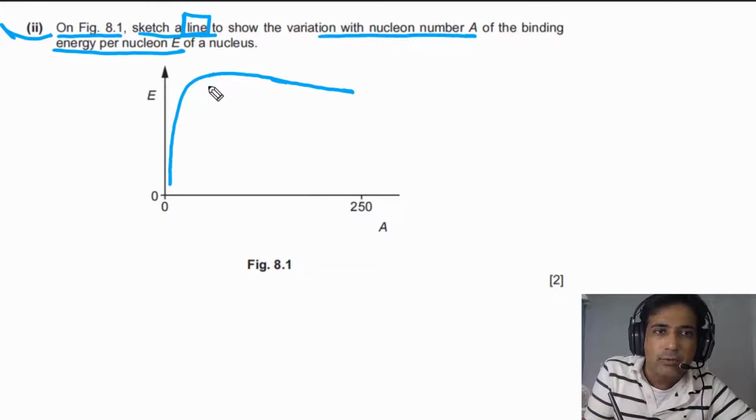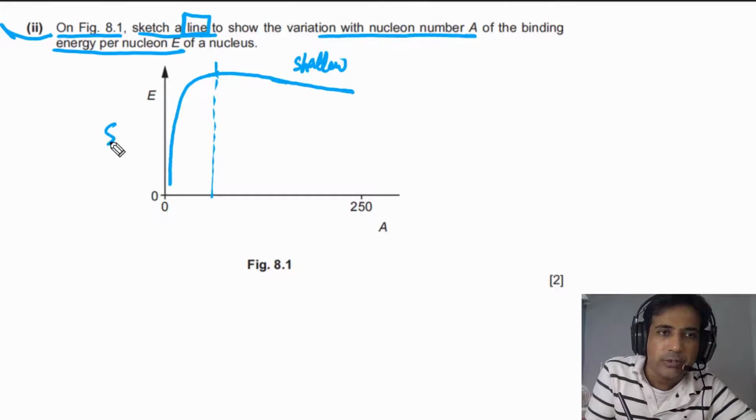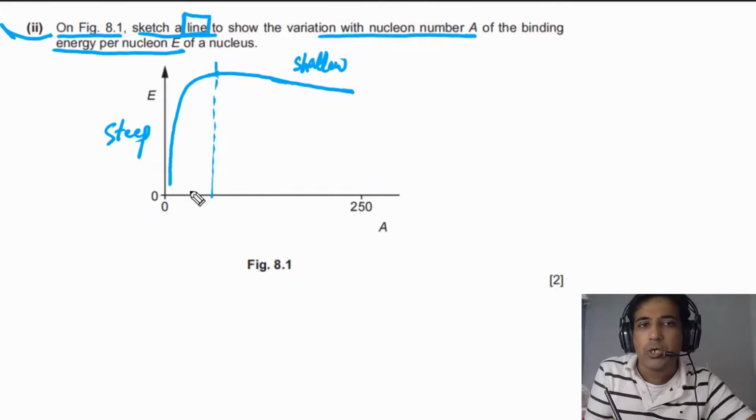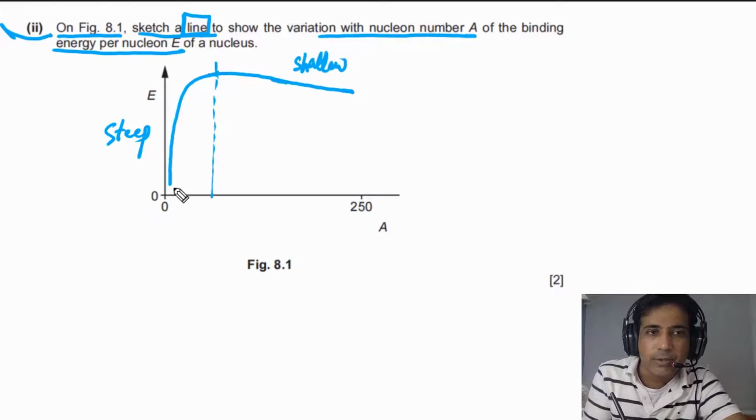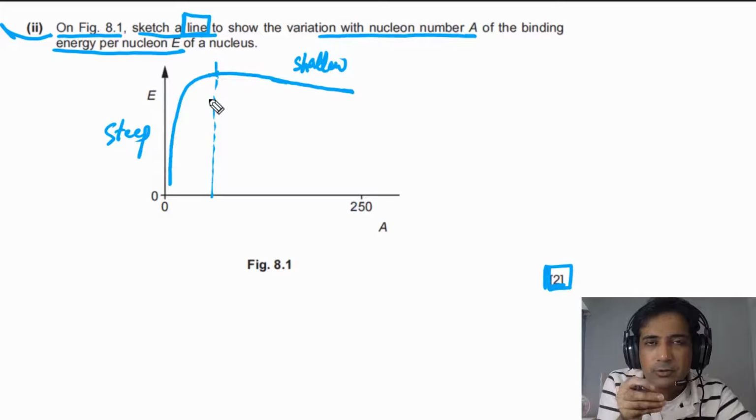So the peak has to be closer to 0. So this is the peak. It has to be closer to the left side. And after the peak, gradient has to be shallow, and before the peak, gradient has to be steep. If you draw a curve like this, you will get 2 marks. It should not start from the origin, but it has to start very close to the origin, not from origin. If you sketch your curve like this, you will get 2 marks. And this one is the simplest form of binding energy per nucleon against mass number curve.